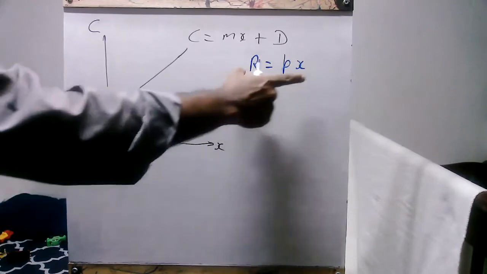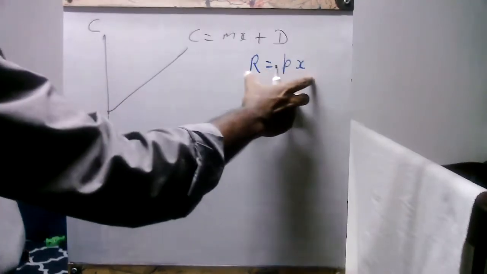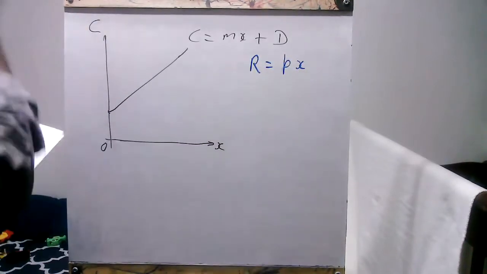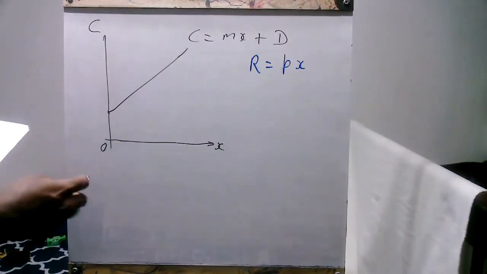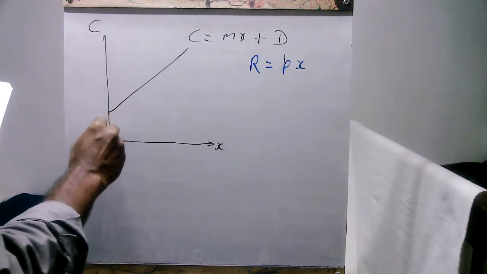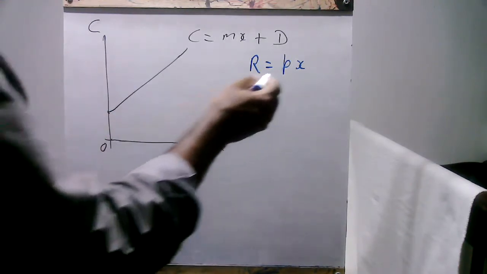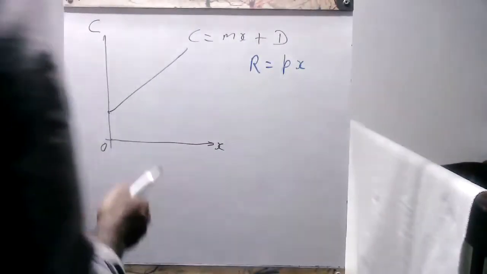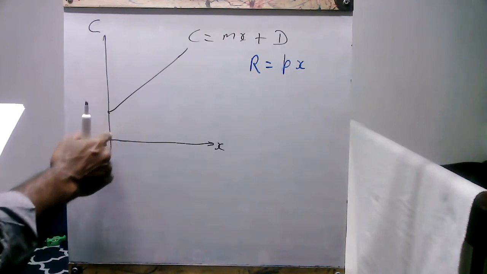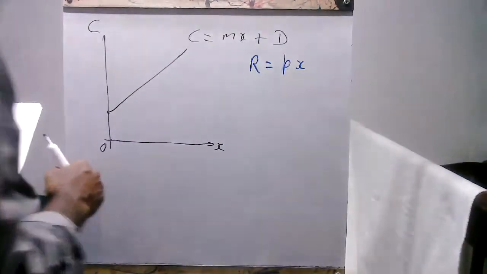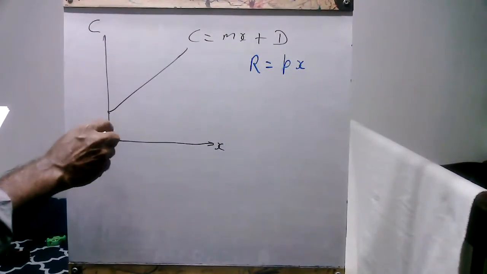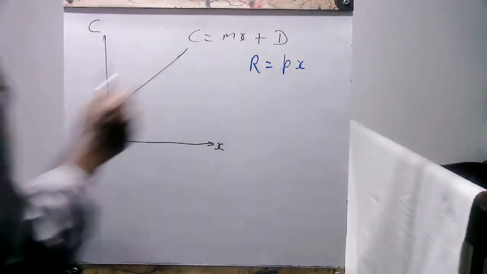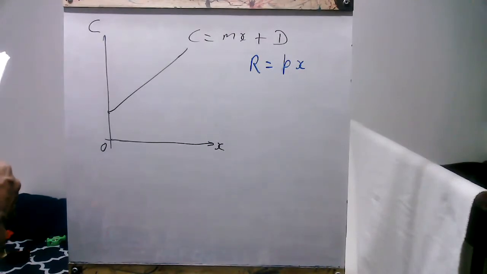So here there is no intercept, but if you sell no items, you get zero revenue, means you make nothing. Therefore it starts at zero. When you start selling items, it is increasing depending on your price, right? So I told you price should be more than M. M is the cost per item.